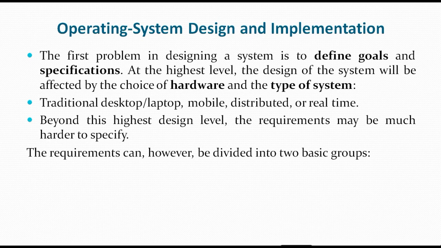Beyond this highest design level, the requirements may be much harder to specify. We have classified two basic groups of requirements. The first one is user requirements or user goals. The second one is system requirements or system goals. So requirements may be categorized in these two groups. The user can specify some of the requirements, based on which the system can be developed. And apart from the user requirements, there is a system requirement or system goal which specifies what kind of system is to be implemented and on what basis.